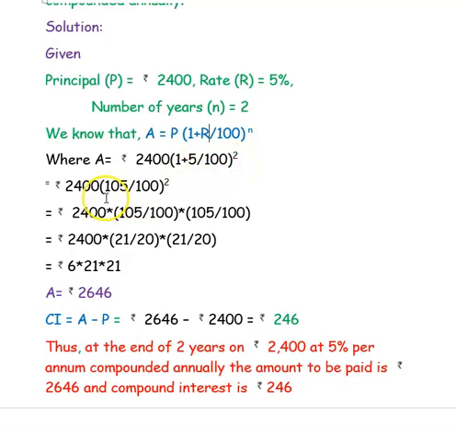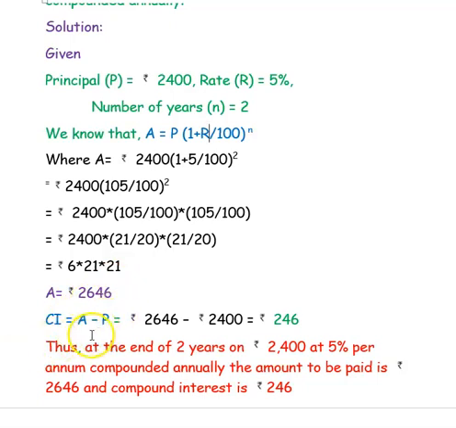So now if you simplify, you will get 2400 into (105 divided by 100) the whole square. We are splitting this square as 105 divided by 100 into 105 divided by 100. And we are simplifying this. You will get 21 divided by 20 into 21 divided by 20. And after further simplifying, you will get 6 into 21 into 21. So that amount will be rupees 2646.